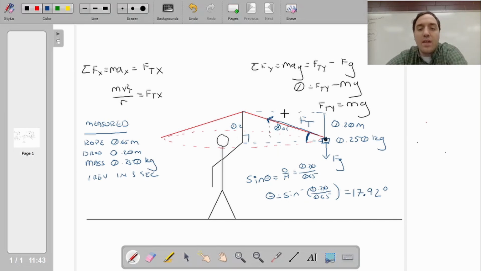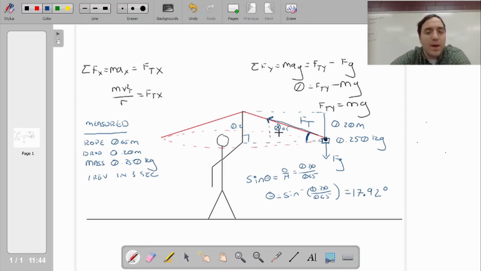Okay, now that I know my angle, there's several different ways I can go about solving this. I can find my velocity and get my FTx and go through this way, get my FTy that way. I can find one and then get the other. I'm going to start by using my angle and get my FTx. So first things first, I need to figure out how fast this is going. What's its velocity? Because once I get that, I can get my FTx pretty easily.